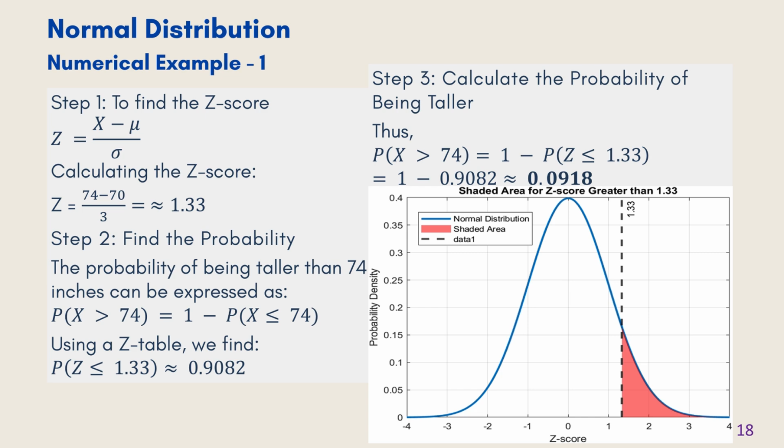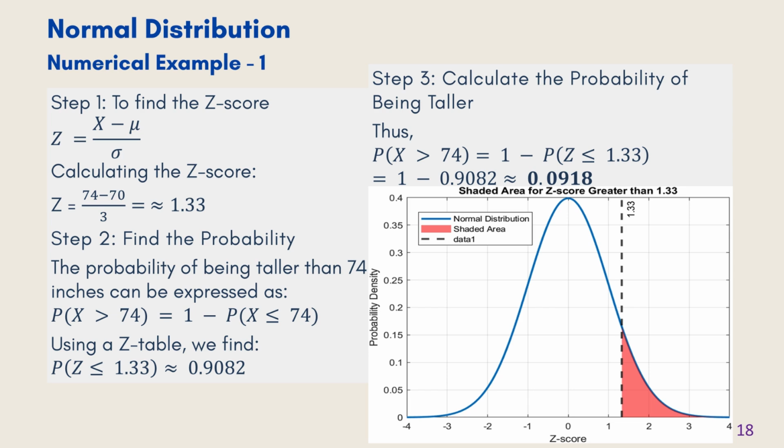In this slide, we outline the steps to calculate the probability of a person being taller than 74 inches using the z-score. By breaking down the process into clear steps, we make it easier for the audience to follow along and understand how to apply these concepts in practical situations.